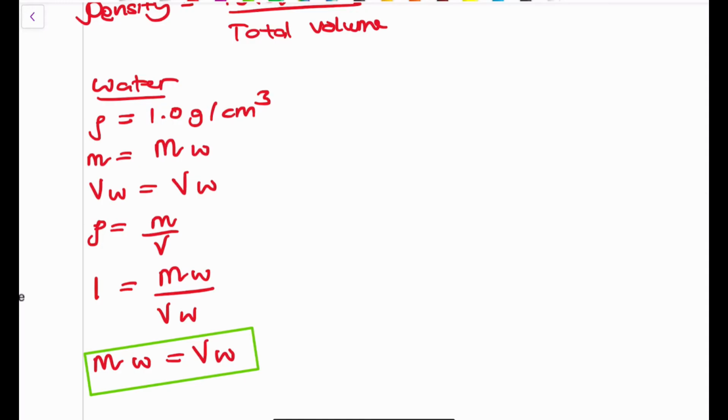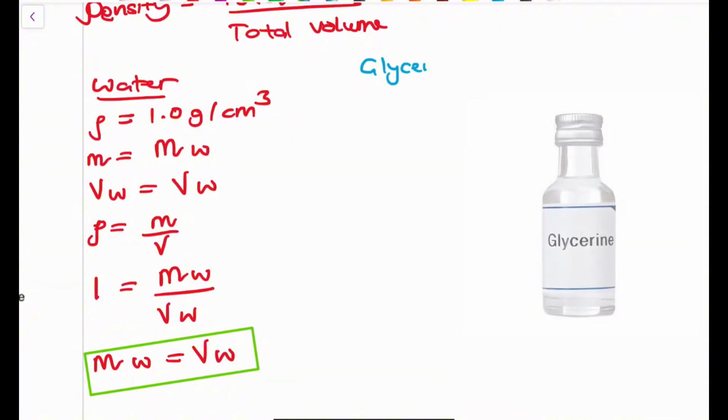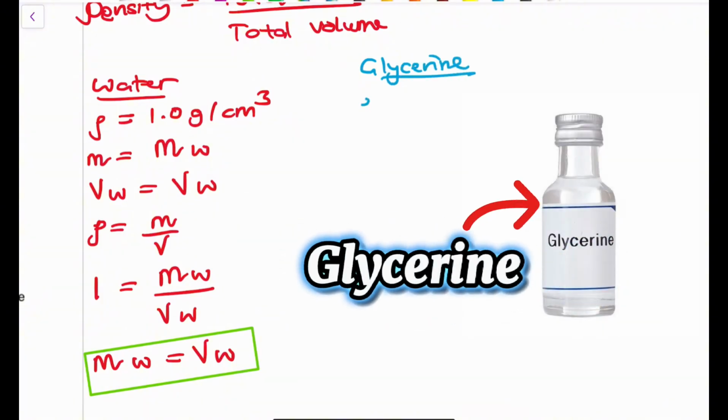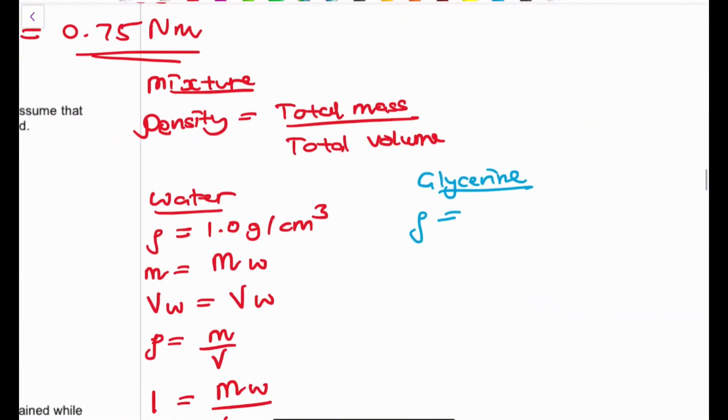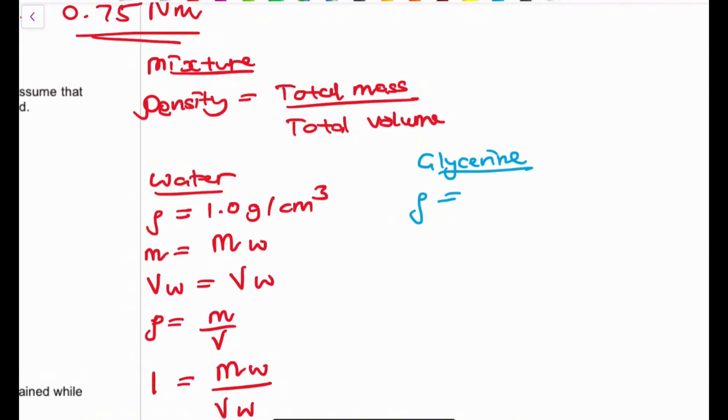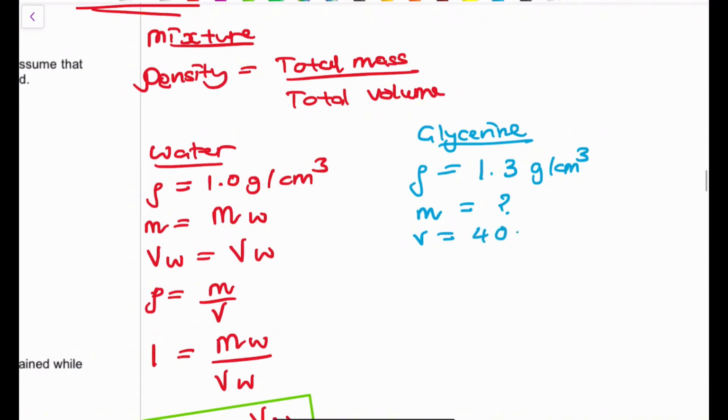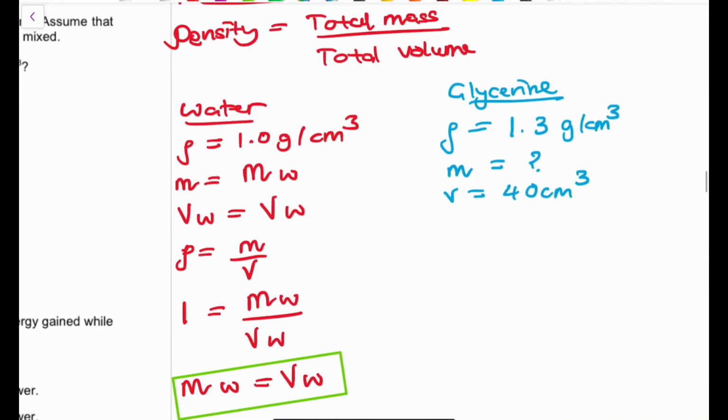Let's go on to glycerine. So let's look at glycerine. Let's start with the density of glycerine. The density of glycerine is going to be 1.3. And the mass of glycerine, we don't know the mass, which is unknown, that's what we want to find, but the volume of glycerine is going to be 40 dm cubed. So I'm working for water and I'm working for glycerine separately.